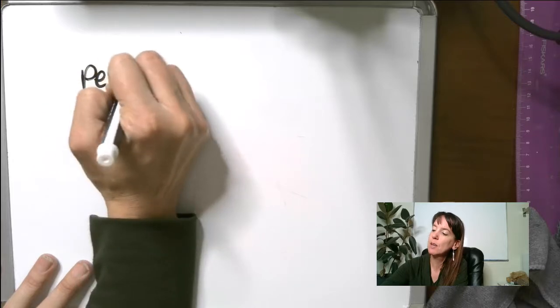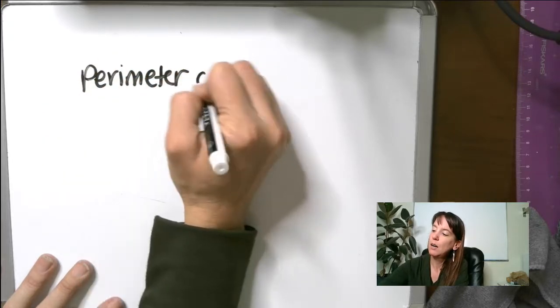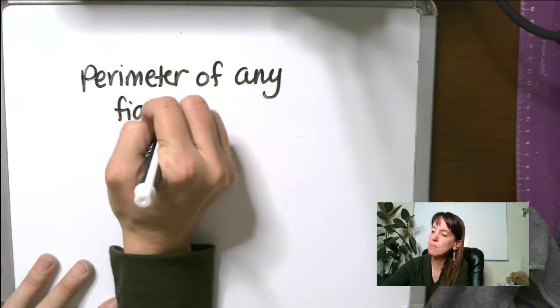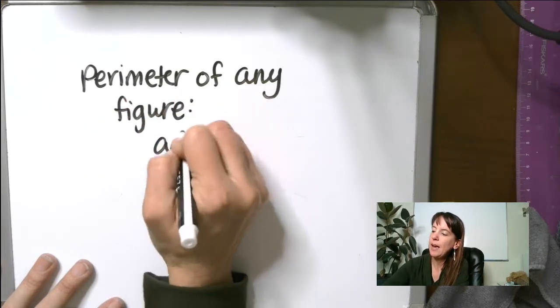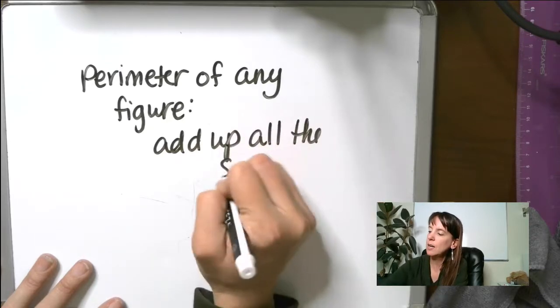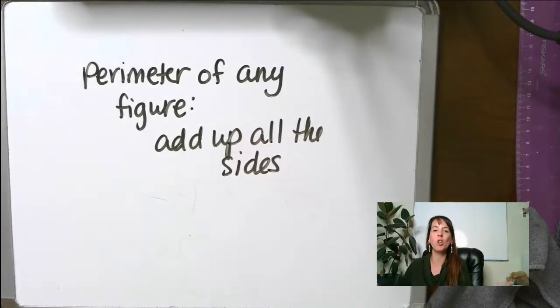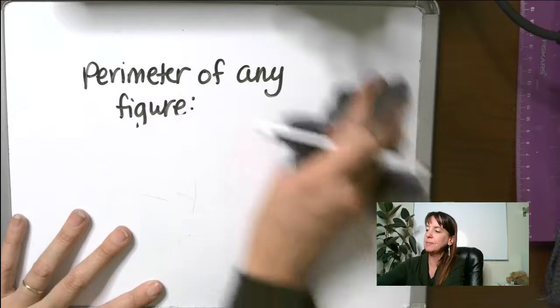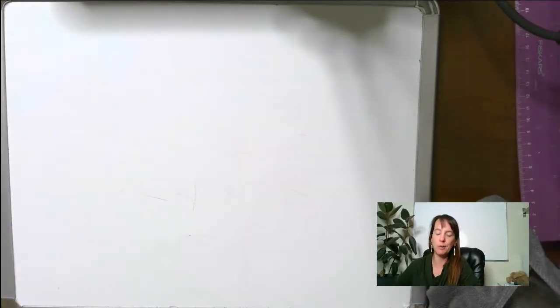Perimeter of any figure. Add up all the sides. Finding the perimeter, we just have to add up all of the sides of whatever that figure is, whatever type of polygon, right, it is, using language from our last lesson. So make sure you've written that down in your notes.